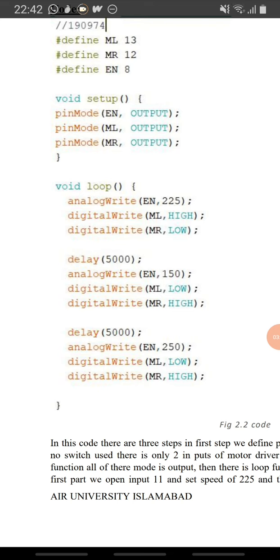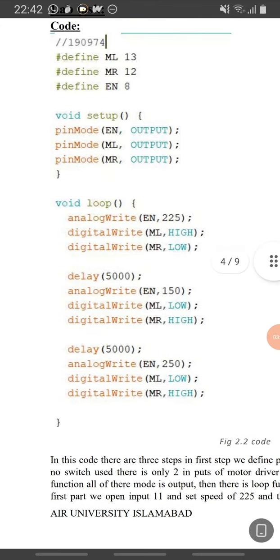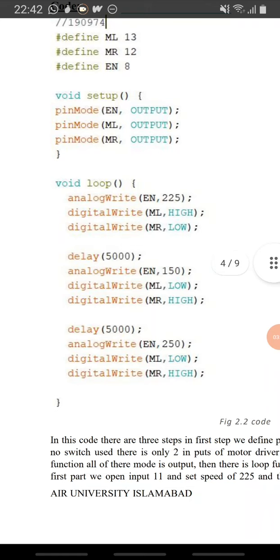In the setup part, you define their inputs and outputs, that is, which of the pins is input and which of the pins is output. Here all three of them are outputs, because we are not using any kind of sensors, or we are not giving it any kind of input. We are simply defining them as outputs.